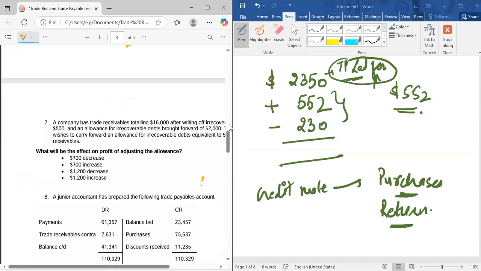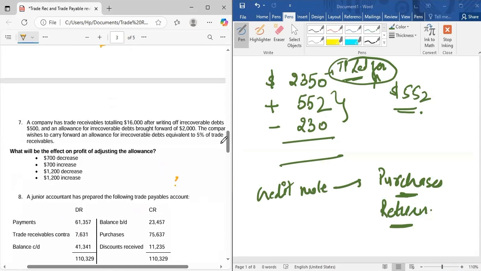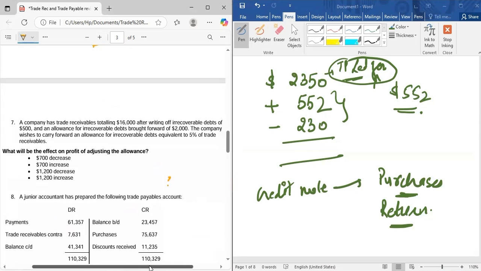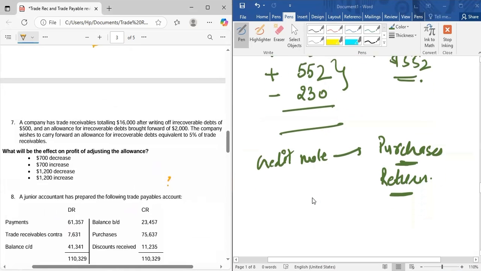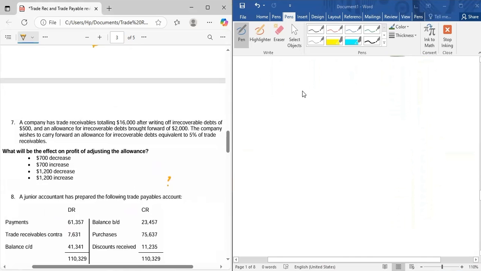Let's move to question number 7. A company has trade receivables totaling $16,000 after writing off irrecoverable debts of $500 and an allowance for irrecoverable debts brought forward of $2,000. The company wishes to carry forward an allowance for irrecoverable debts equivalent to 5% of trade receivables. What will be the effect on profit of adjusting the allowance?